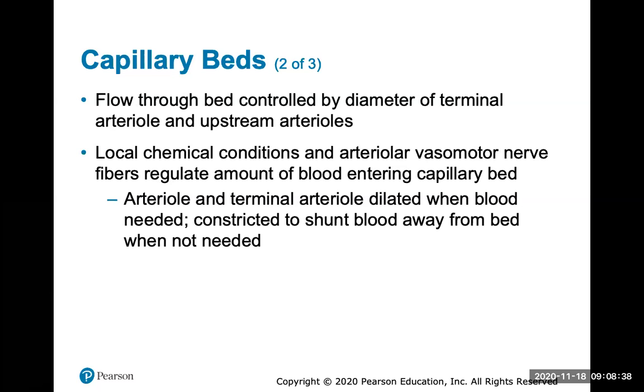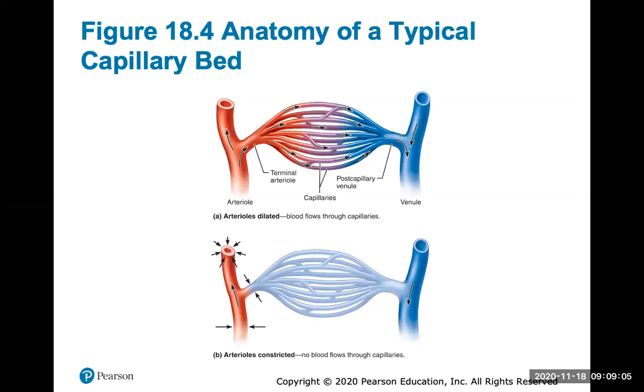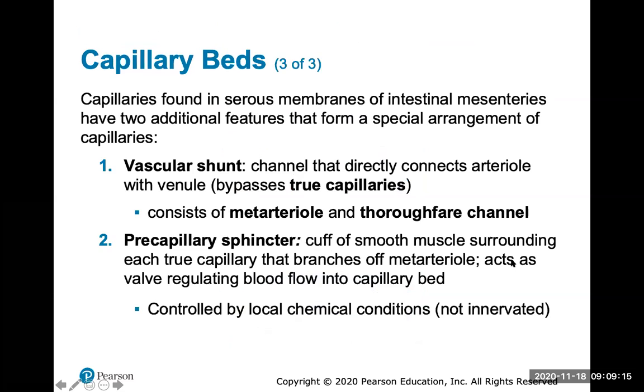The flow through the bed is controlled by the diameter of the terminal arteriole and upstream arterioles. Local chemical conditions and arteriolar vasomotor nerve fibers will regulate the amount of blood entering the capillary bed. Arterioles and terminal arterioles will be dilated when blood is needed in the tissue area, or they will be constricted to shunt blood away from the bed when blood is not needed in that area. So here's a look at the arterioles dilated, showing how more blood will flow through the capillaries, and when arterioles are constricted, no blood is flowing through the capillaries.